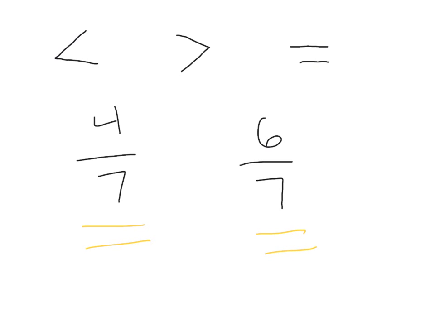So the first ones that we're going to look at here are 4/7 and 6/7. This one you could actually take care of with a picture, or if you just think about it, you have 4 out of the 7 pieces on this side and 6 out of the 7 pieces on this side. So obviously the 6 out of the 7 is going to be larger. Remember, we use this symbol because it is eating, if you'd like to think about this as a crocodile, eating the larger number. If I was to read this out loud, it would be 4/7 is less than 6/7.